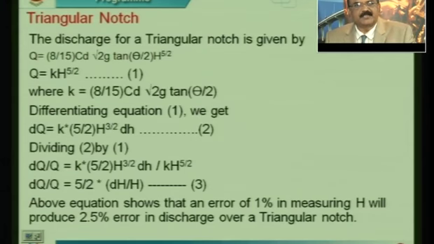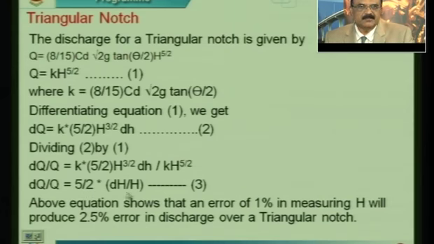Differentiate equation 1 with respect to h. If you do that, you are going to get dQ by dh is equal to k into 5 by 2 into h raised to 3 by 2. Rearrange that, and you get equation 2, that is dQ is equal to k into 5 by 2 into h raised to 3 by 2 into dh. Divide equation number 2 by equation number 1, and if you simplify, you get dQ by Q is equal to 5 by 2 into dh by h.